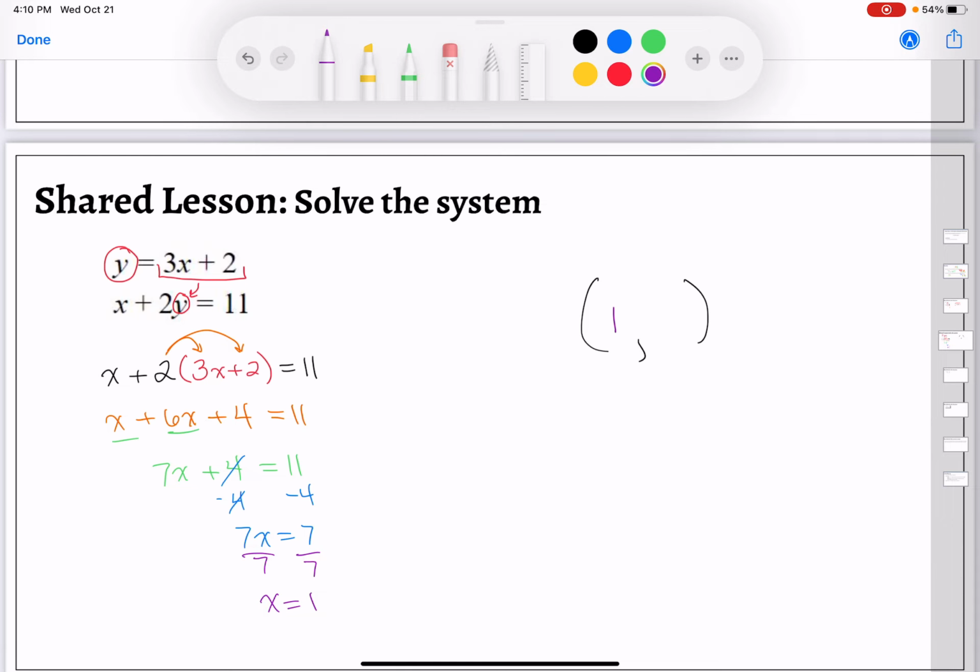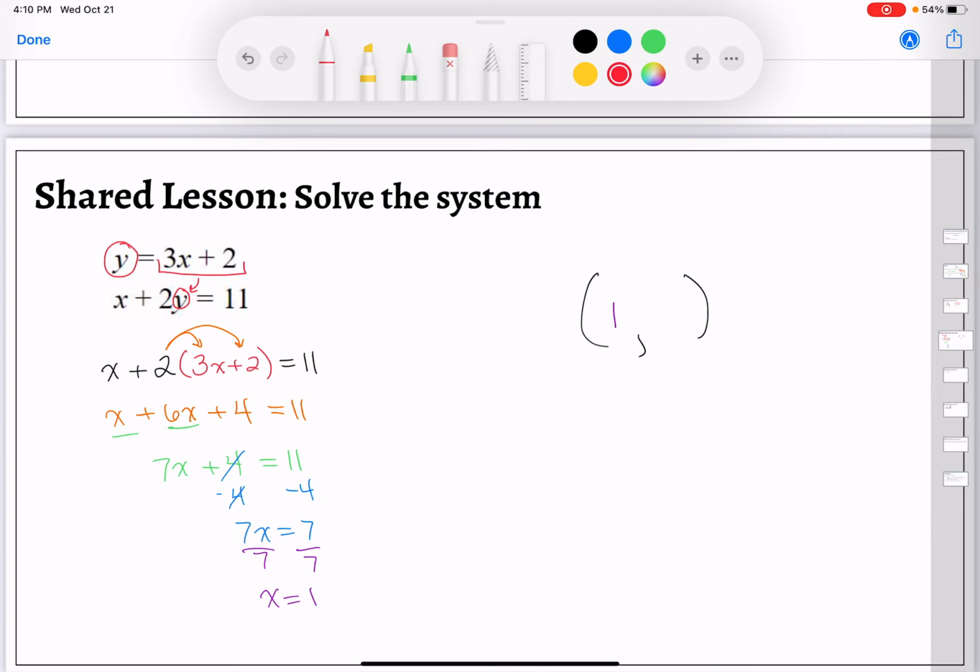Now in the last problem, I already knew what y equaled. It gave it to me right in the equation, right? And this one, I don't know that. But I do have this top equation that says y equals 3x plus 2. So I can now, but I know that x equals 1 now. So I'm going to take that top equation again, and I'm going to plug in that x equals 1. So I'll have y equals 3 times 1 plus 2. And I can solve for y.